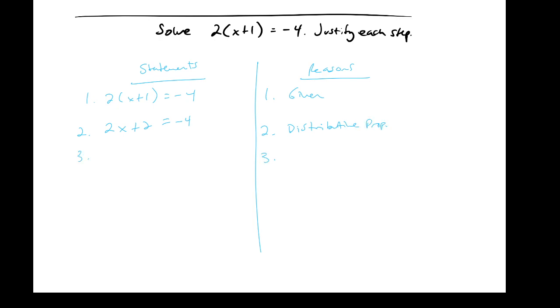Step 3. We need to take away from both sides, right? Take away that negative, take away that 2. If I subtract from both sides, so I can get that x by itself, the next step was subtraction.